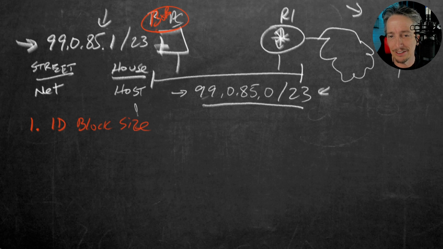So we're going to ID the block size. So this is a /23, that's the mask. So we'll put our values here for 1 octet of data. 1, 2, 4, 8, 16, 64.